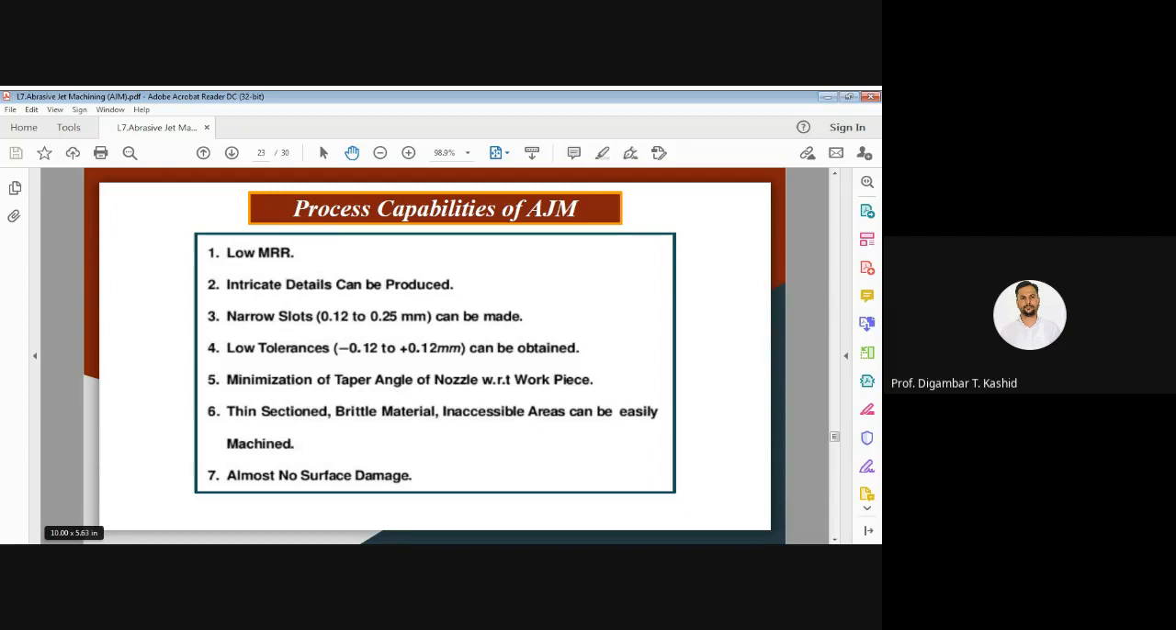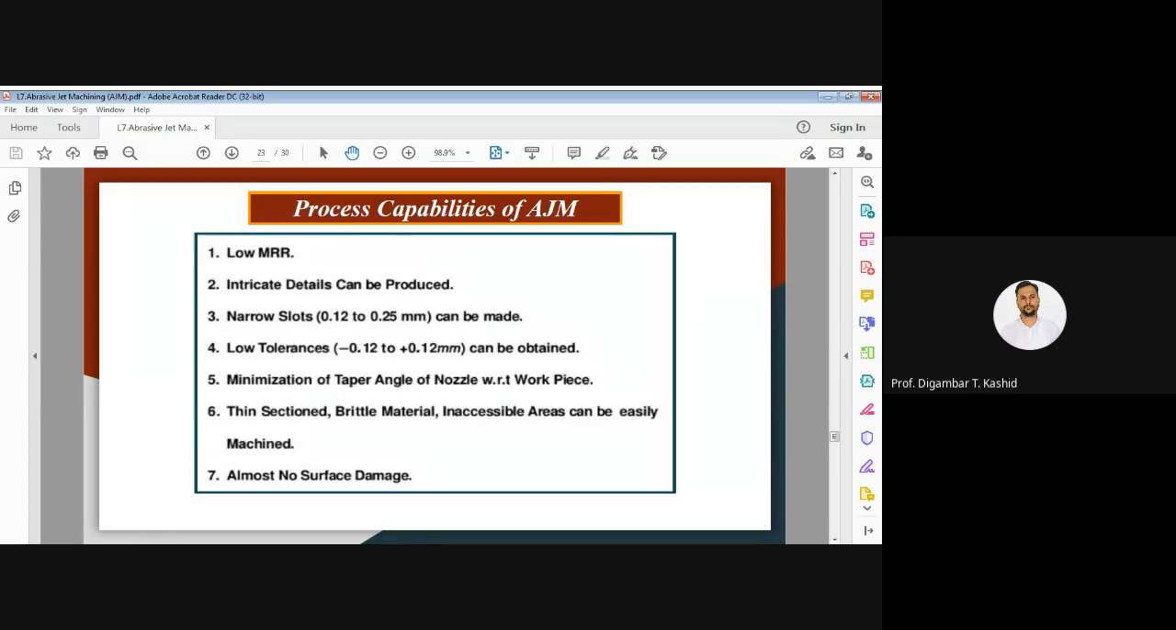the type of workpiece to be machined and the machining setup you have. But the advantage is that you can produce intricate details on the component or workpiece. You can have a CNC abrasive machining process where the motion of the workpiece and the jet can be numerically controlled with the help of the CNC feature of that machine. The next capability is that narrow slots can be cut.